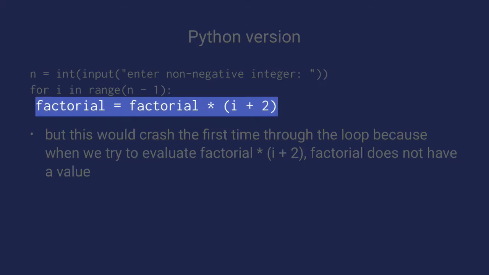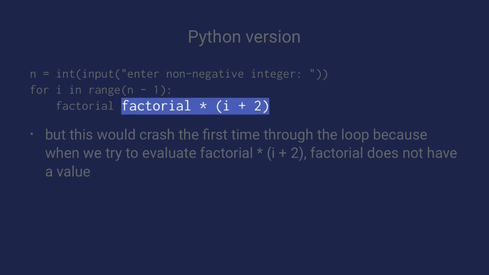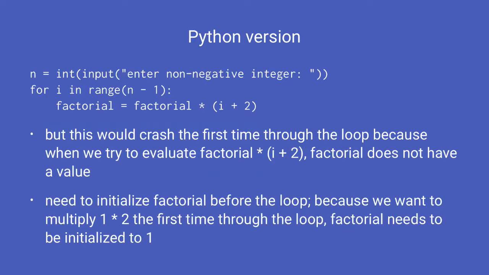So if we write that as the body of our loop, it would crash the first time through the loop when we try to calculate factorial times i plus 2, because factorial does not have a value at the start. We need to initialize factorial before the for loop because we want to multiply 1 times 2 the first time through the loop. Factorial needs to be initialized to 1.